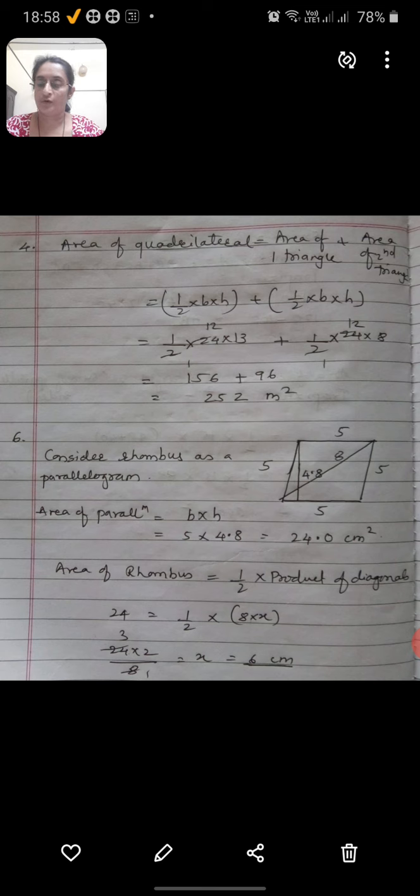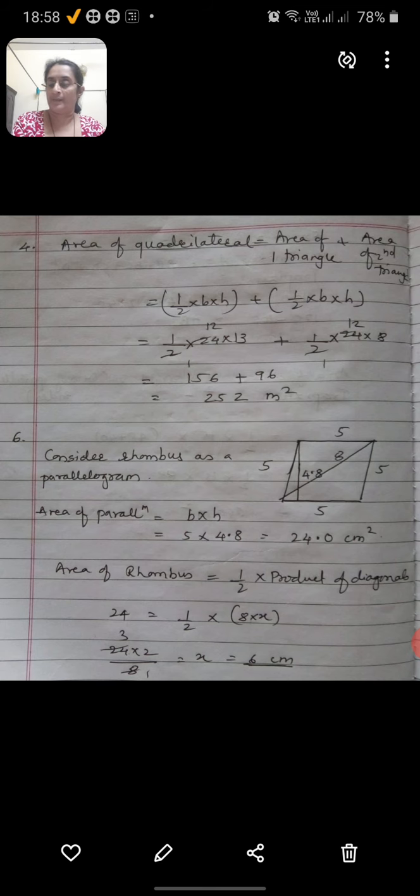The diagonal of a quadrilateral shaped field is 20 meters, and the perpendiculars dropped on it from the remaining opposite vertices are 8 meters and 13 meters. Find the area of the field. Now you can see this in your textbook also, children.